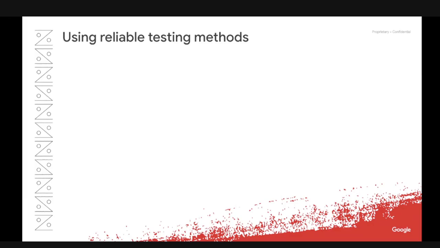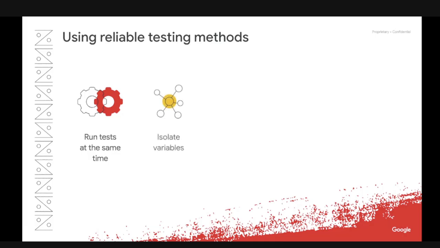Let's look at how to use reliable testing methods. So please run the tests at the same time. Do not run one today and run one later. It is important to run them at the same time. Another reliable testing method: isolate the variables. So what does this mean? It means that you have to change only one thing at a time.